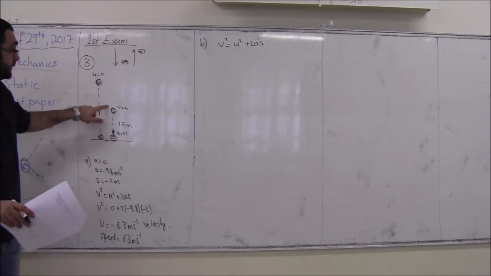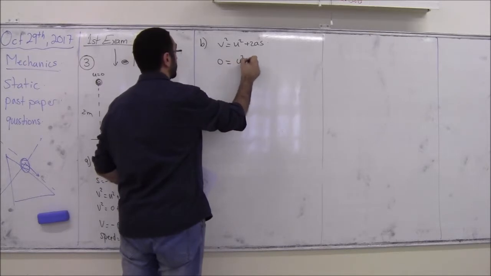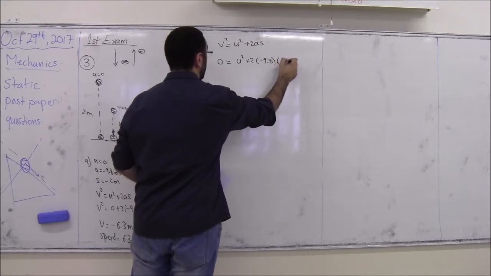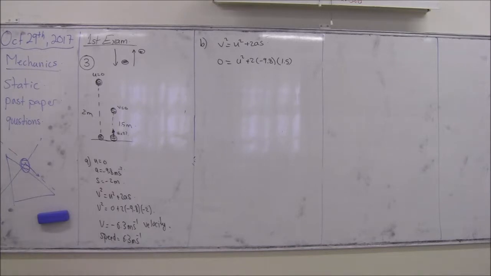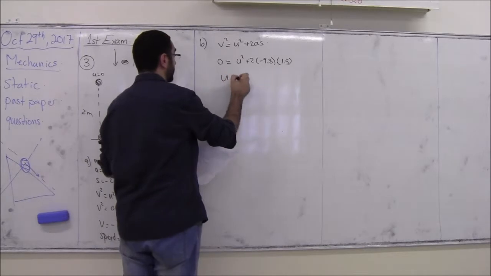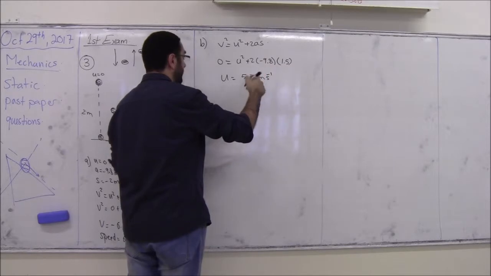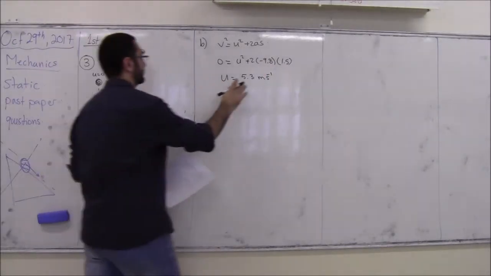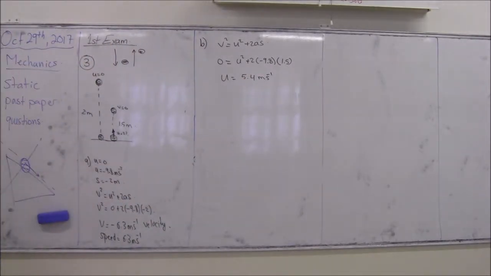We need U, V is 0, S is 1.5. 0 equals U squared plus 2 times minus 9.8 times 1.5. As you mentioned before, the acceleration is always negative 9.8, whatever the direction of motion. So U here, I think, is 5.4 meter per second.